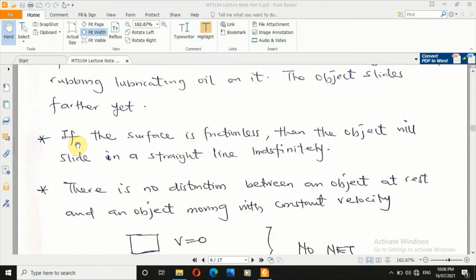Now let's go to the next one. If the surface is frictionless, then the object will slide in a straight line indefinitely. If the surface is frictionless, it means that there's no friction at all, and the object will slide in a straight line indefinitely.